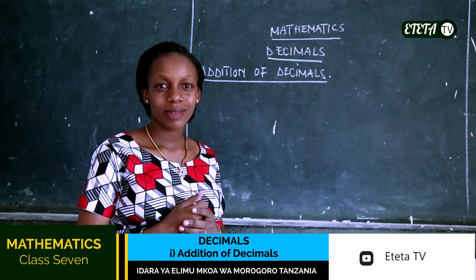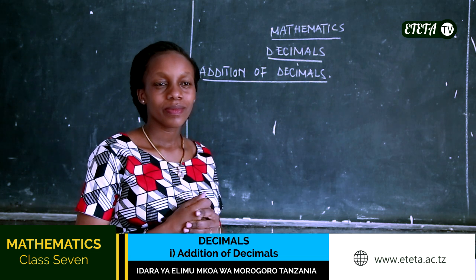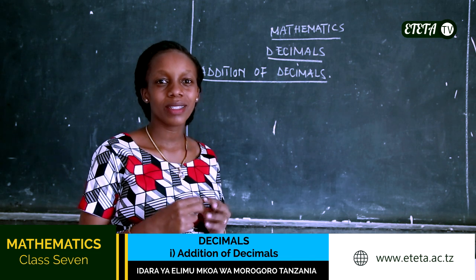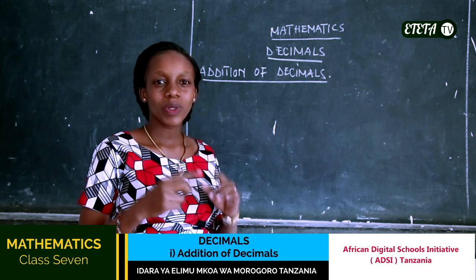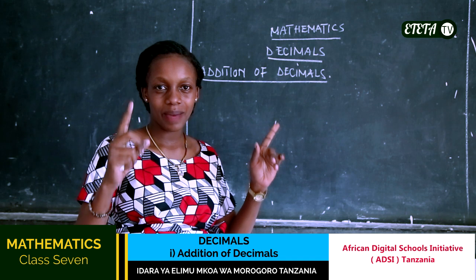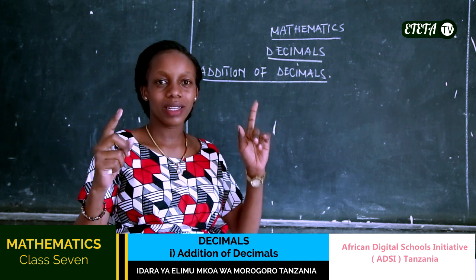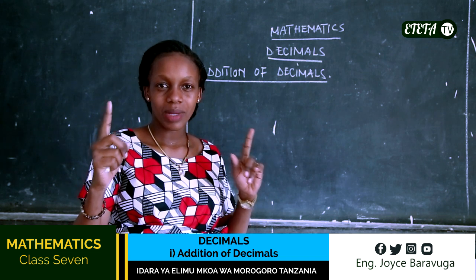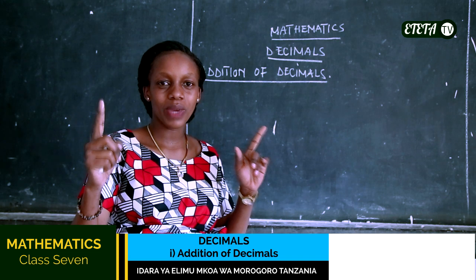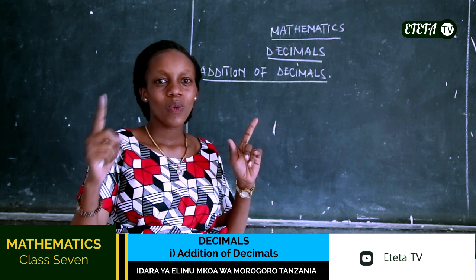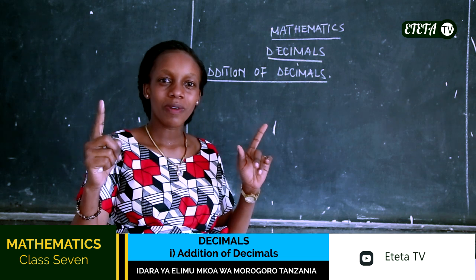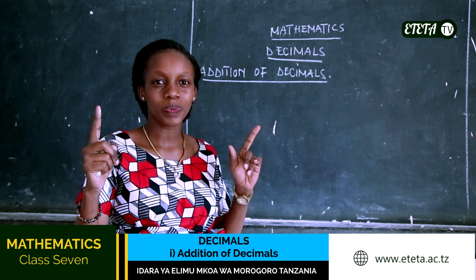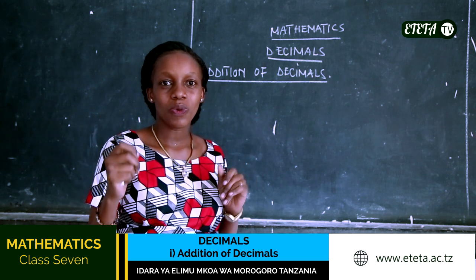What are decimals? Decimals are the numbers in between the whole numbers. For example, between 1 and 2, 1 is a whole number and 2 also is a whole number. Between 1 and 2, there are numbers. Those numbers, for example, we have 1.1, 1.2, 1.5, up to 1.9, then we get the whole number 2. That is the definition of decimals.